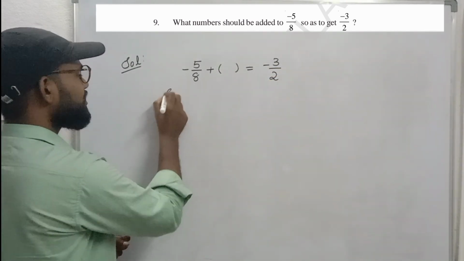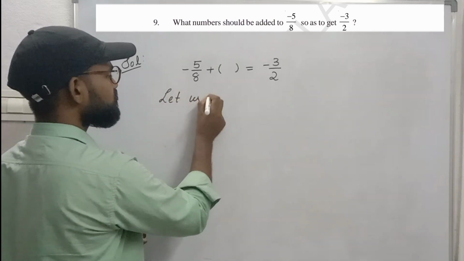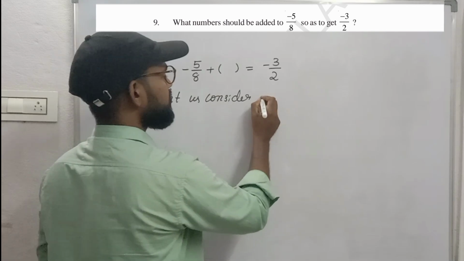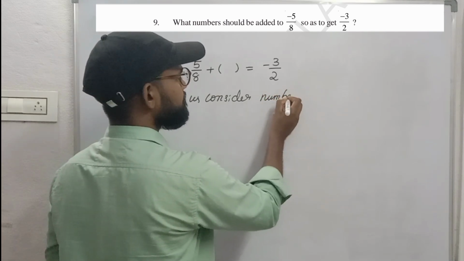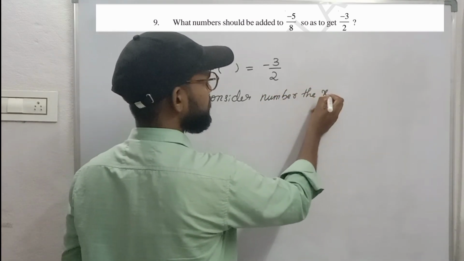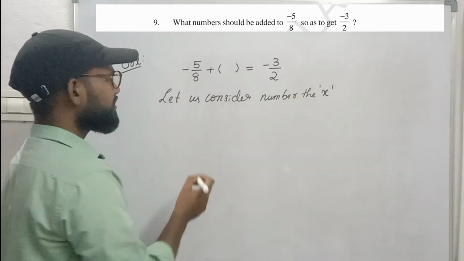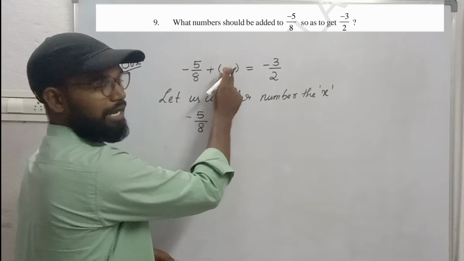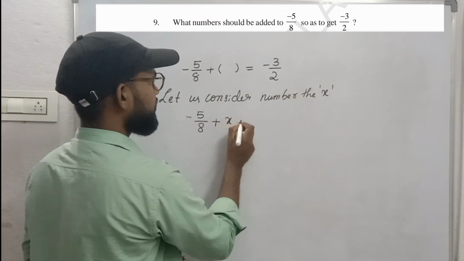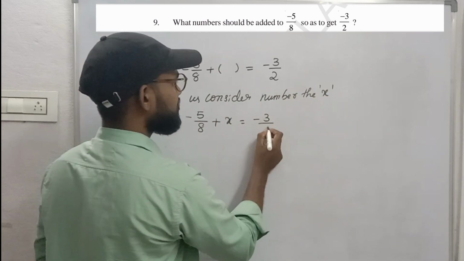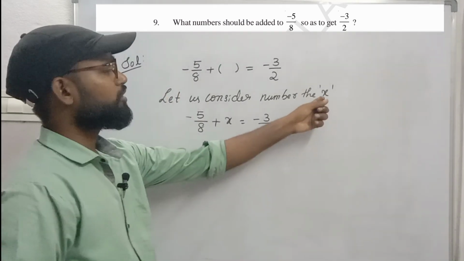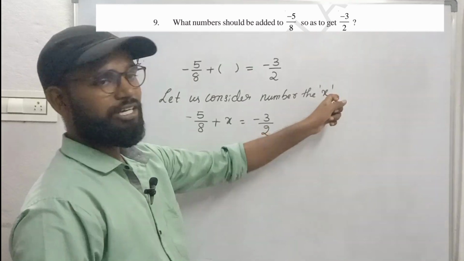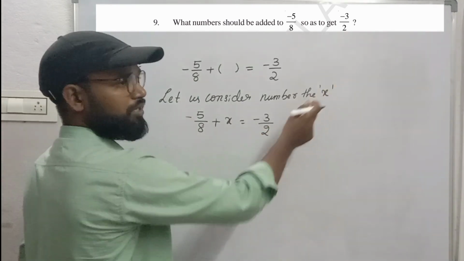Now let us consider the number to be x. So minus 5 by 8 plus, in this blank place I am writing x, equals minus 3 by 2. Not only x, you can write anything here. Y, z, any variable. It is a variable, not a constant, right? You can write any variable here.